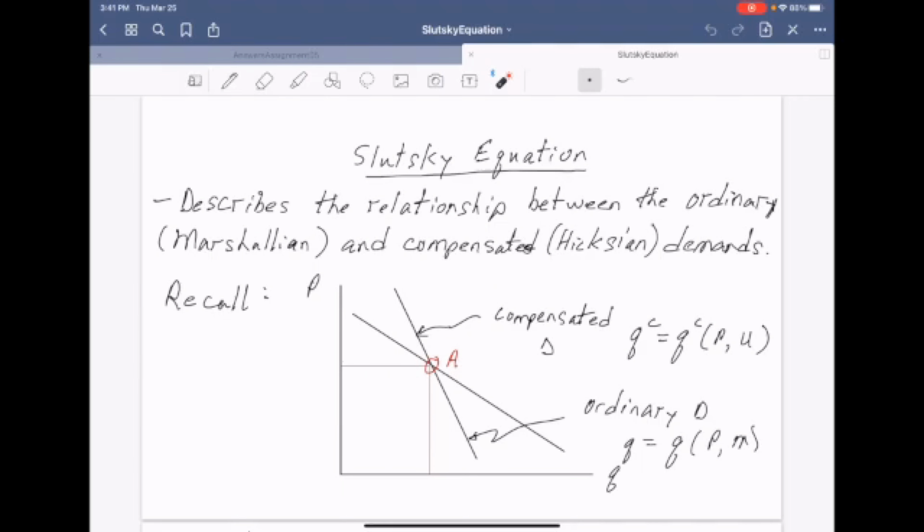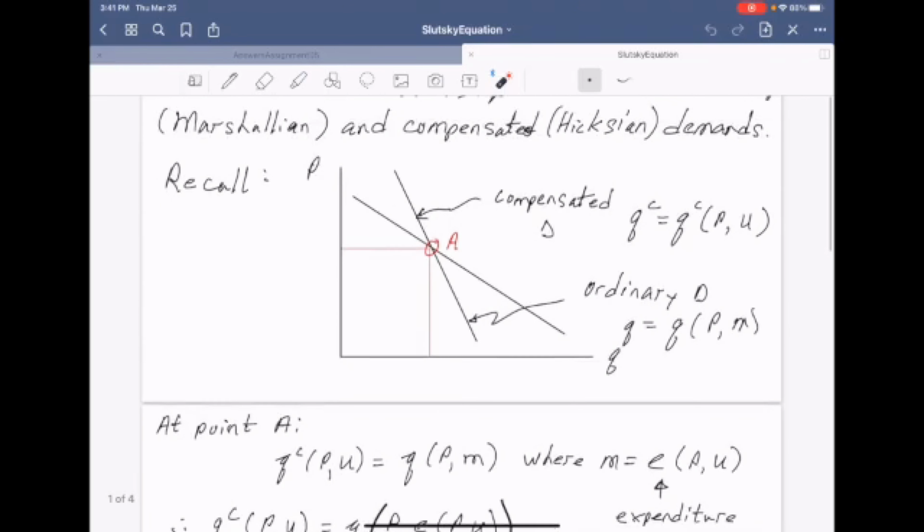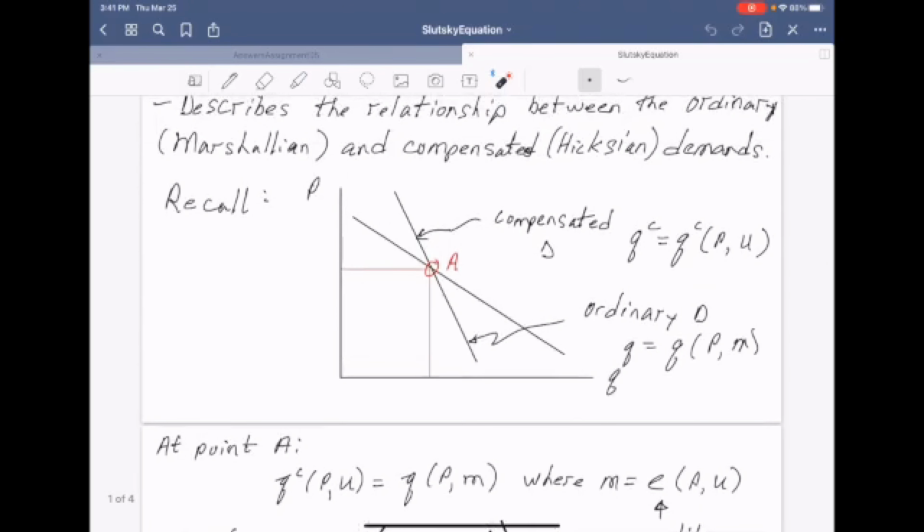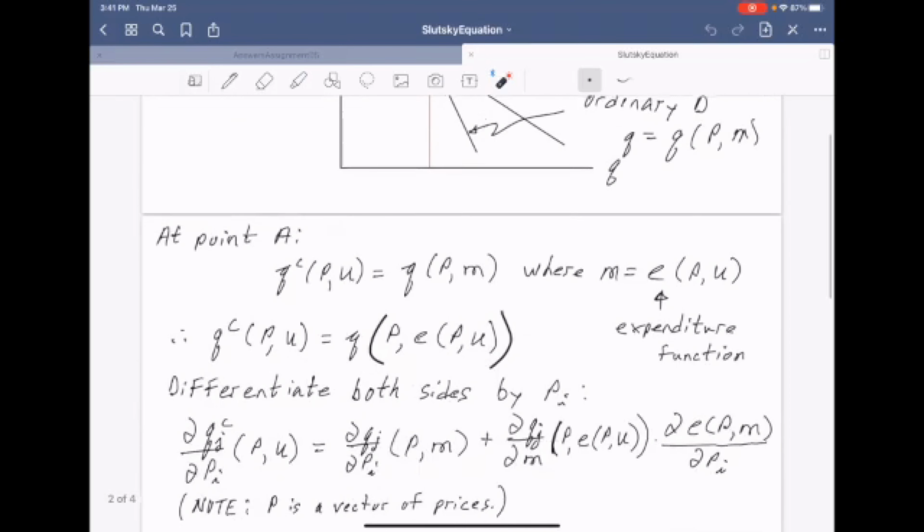In this video, we want to look at the Slutsky equation, which describes the relationship between the ordinary or Marshallian and compensated or Hicksian demands. You can see this in the diagram here, where the compensated demand function, which is a function of price and utility, and the ordinary demand function, which is a function of price and budget M, intersect at point A. And we're going to take that fact of intersection at point A to derive the Slutsky equation.